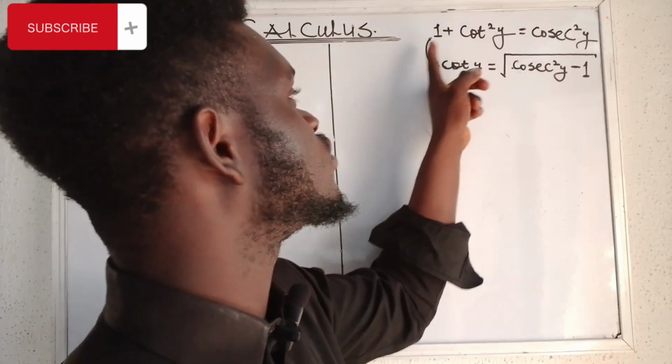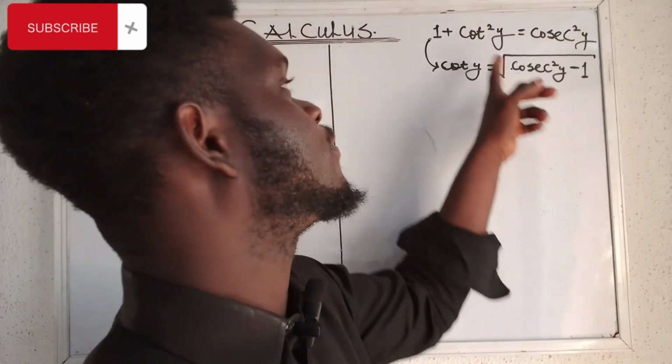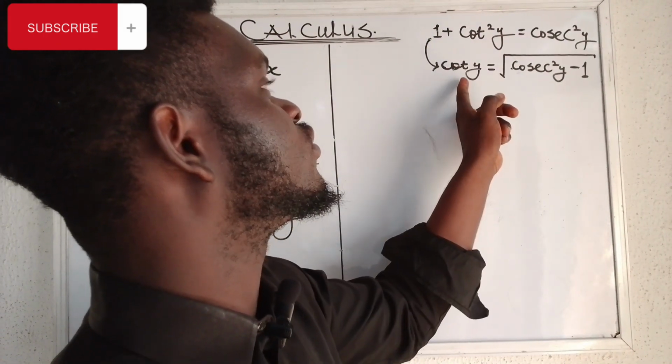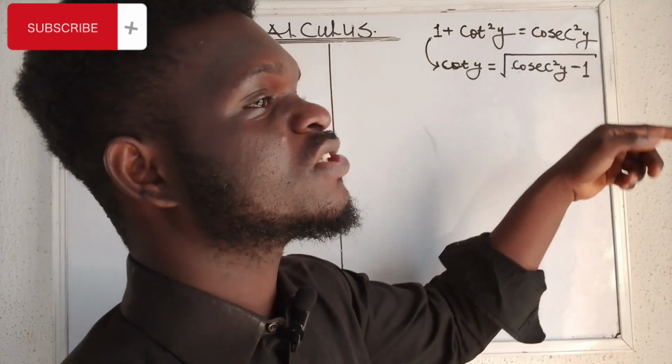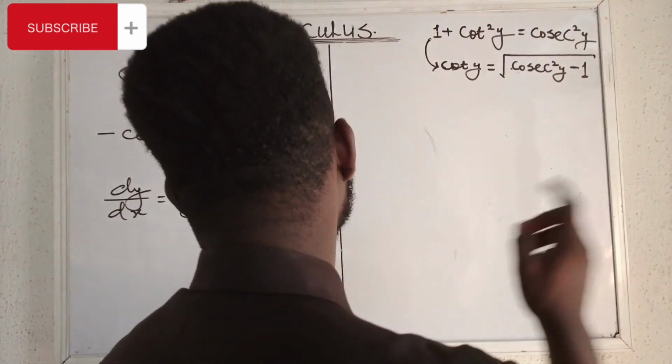Now from this identity, you can see what I did. It was an algebraic process, making cot, or cotangent y, the subject of the formula, and we had cosecant squared y subtracting 1 from it, all square rooted. So that's what we're going to do here now.